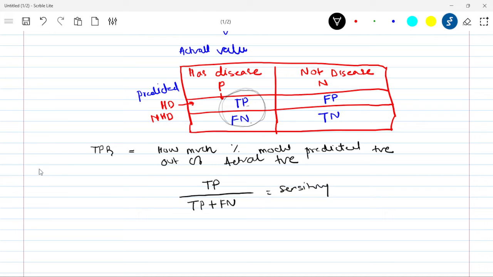Let's say we have 100 patients for which we are checking whether our model is performing or not, and out of 100, we know that 50 people have a disease and 50 people do not have a disease, right?